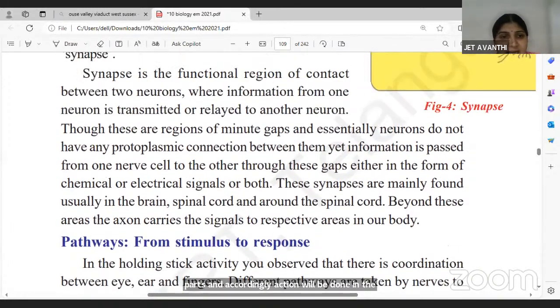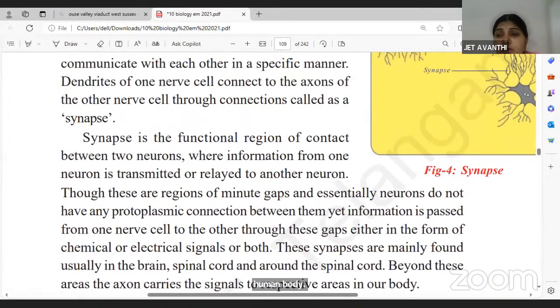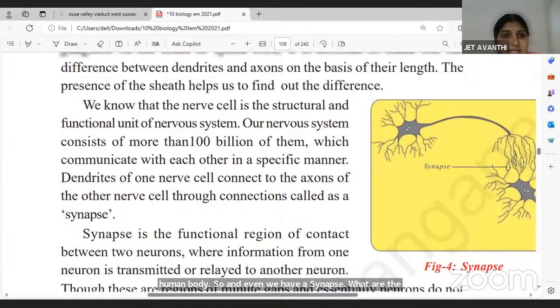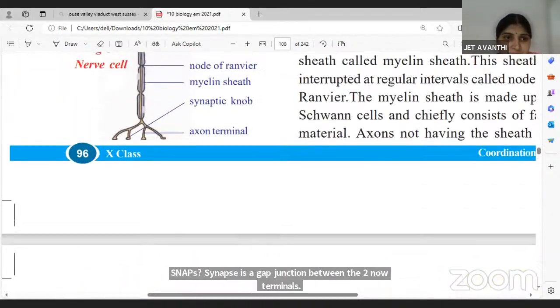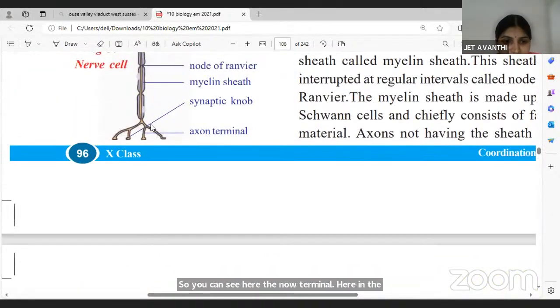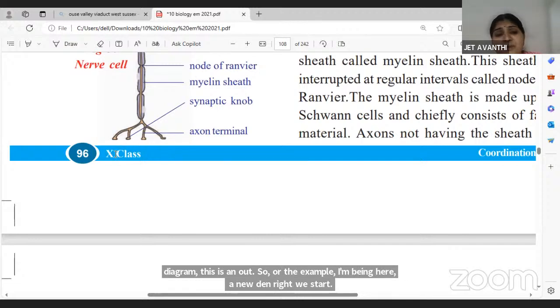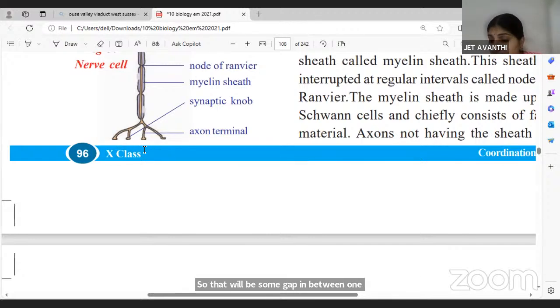And even we have a synapse. What is the synapse? Synapse is a gap junction between two nerve terminals. You can see here the nerve terminal in the diagram. This is a nerve terminal, or the axon terminal. Again here a new dendrite will start. So there will be some gap between one nerve terminal or one neuron and the other neuron. We call that a synapse.